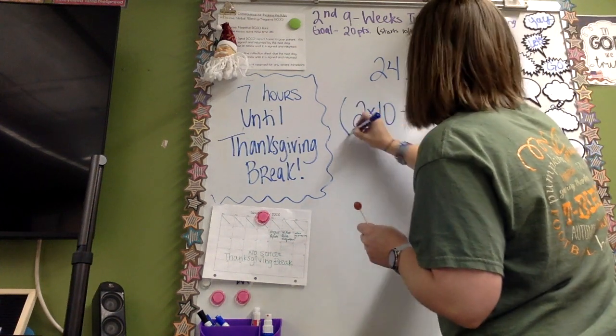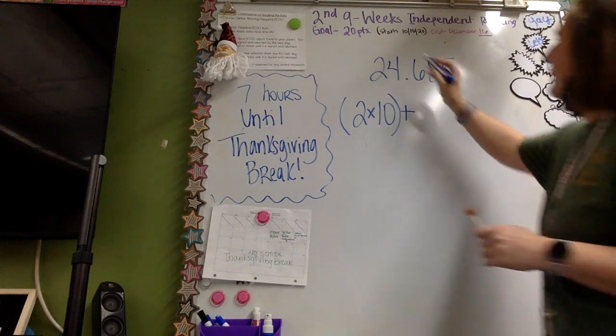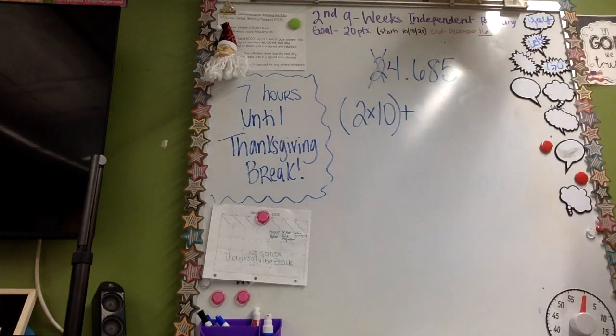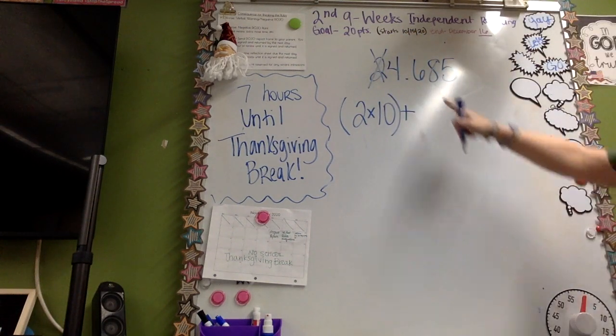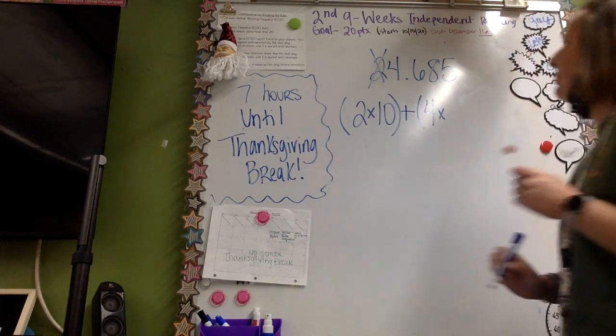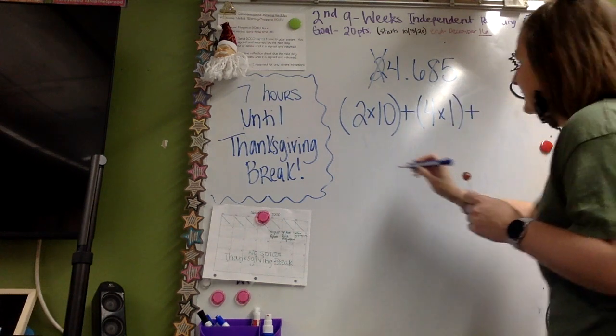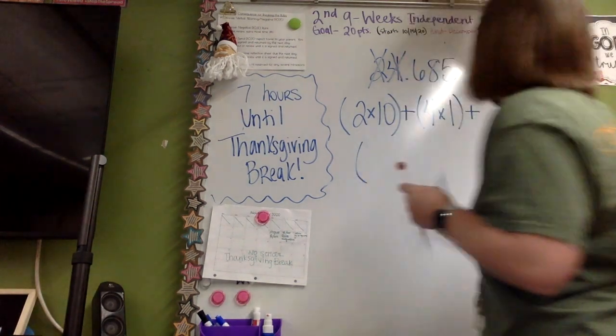Plus, if you want to put parentheses around that so it's not as jumbled together, that's fine. Okay, so there's our 2. I'm going to mark my 2 out because I'm done with that. Now I need to move on to my 4. 4 times what place? 1. Plus, mark my 4 out. I'm done with my 4.